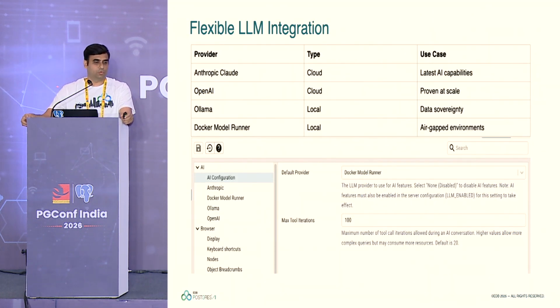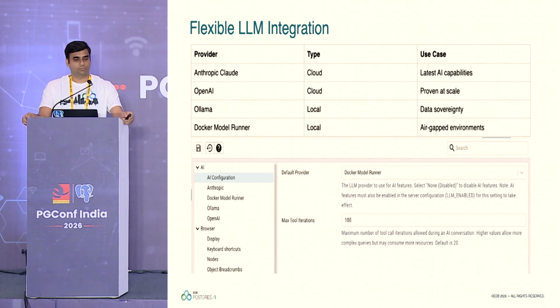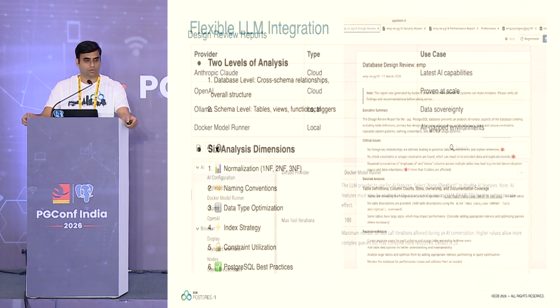Currently, pgAdmin 4 supports four LLM integrations. If you are a cloud person, you can use Anthropic or OpenAI, but if you want data sovereignty, you can go for Ollama. And if you have an air-gapped environment, you can use the Docker Model Runner. For configuration, you go to Preferences, and in AI configuration you configure your Anthropic, Ollama, or whichever, and then select the default provider. Currently, I have selected the Docker Model Runner, which is running in my local Docker Desktop.